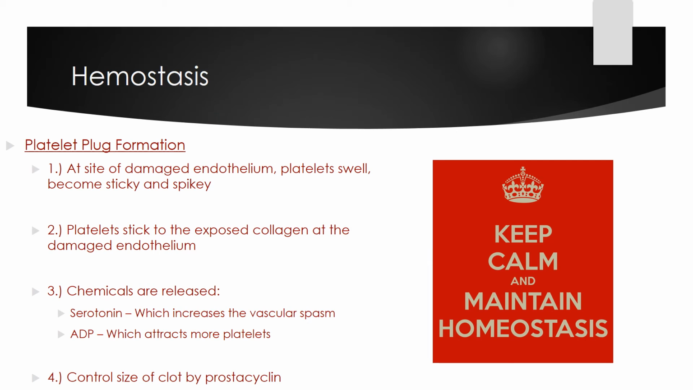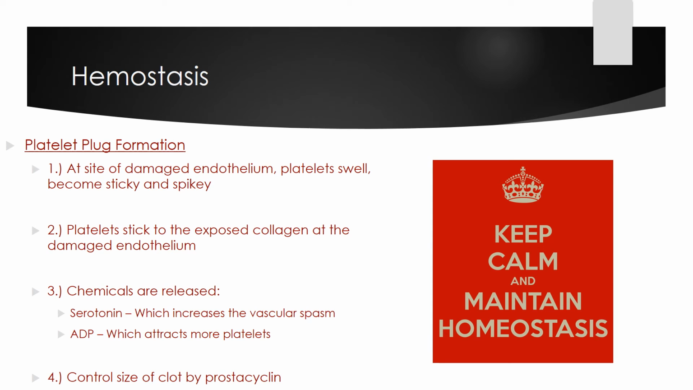Another one of the major functions of blood is hemostasis. One of the ways that it maintains hemostasis is by platelet plug formation. At the site of damaged endothelium, platelets swell. They become sticky and spiky. Platelets stick to exposed collagen at the damaged endothelium.